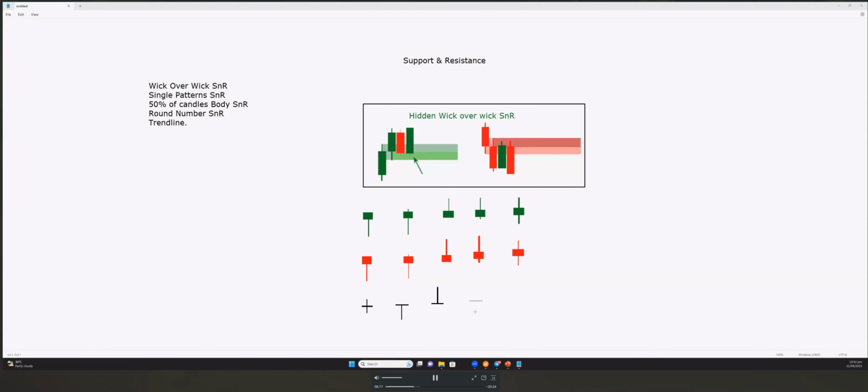and long-legged doji, all these are called support and resistance. How can we draw? We will draw this wick as the support. This wick is called the support. This wick is called the resistance. This wick is called the resistance. This wick and lower wick is called the support. We can use it as support and resistance.